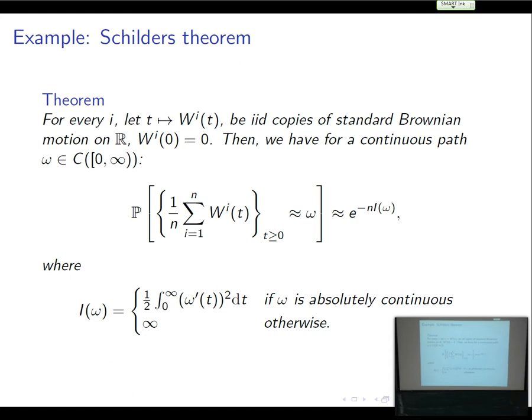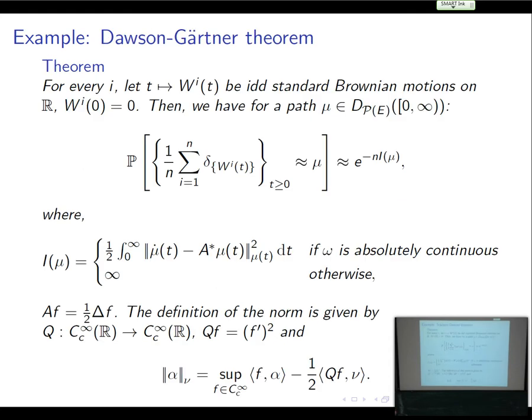In other talks already there was some talk about the Dawson-Gärtner theorem, which did something slightly more elaborate. So instead of looking at the averages of the Brownian motion, you actually look at the averages of the Dirac measure of the Brownian motion. So that's the following slide, the Dawson-Gärtner theorem. It's exactly the same setting. We again take independent copies of Brownian motion. But now we take the average of the Dirac measure evaluated in the Brownian motion.